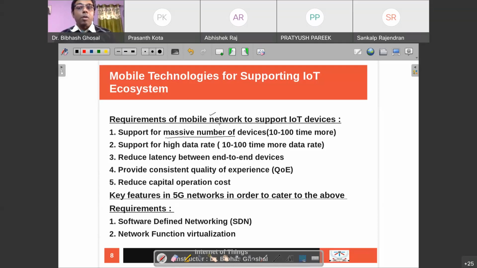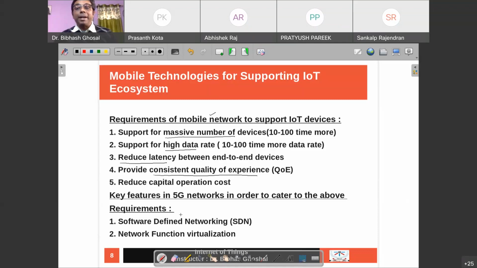You have to allow 100 times more. There should be a capacity. And okay, I will allow these many devices to be connected or will be using my network. Then it should support high data rate. Very, very important. The latency should be reduced as much as possible, because the performance will be hampered if you do not reduce latency. Then it should provide consistent quality of experience.